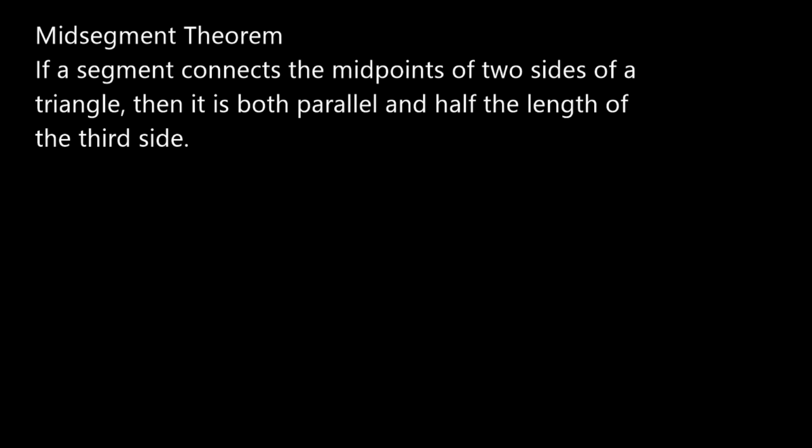This is both parallel to and half the length of the third side. What I mean by that is, if I have a triangle ABC, and I find one of the midsegments, about here, call it DE. It has two additional properties besides the fact that it bisects these sides. It is both half the length of and parallel to this opposite side.